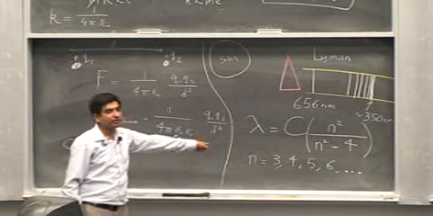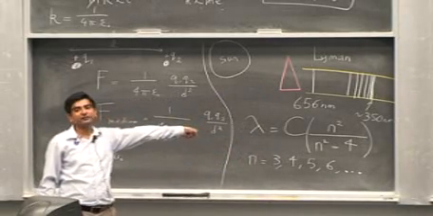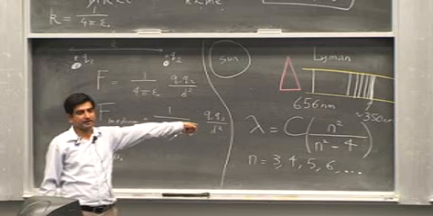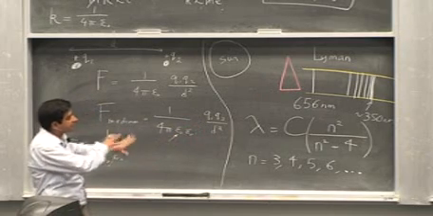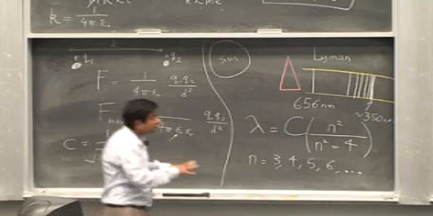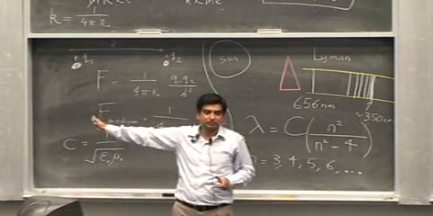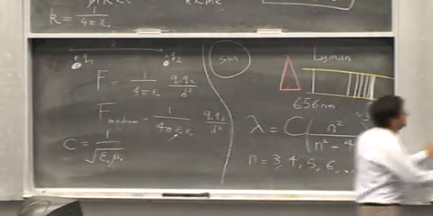Now if you look at this formula, Bohr had this formula in front of him. And if you do a slight readjustment of this formula, Bohr was able to make sense of his model. And how was that possible?